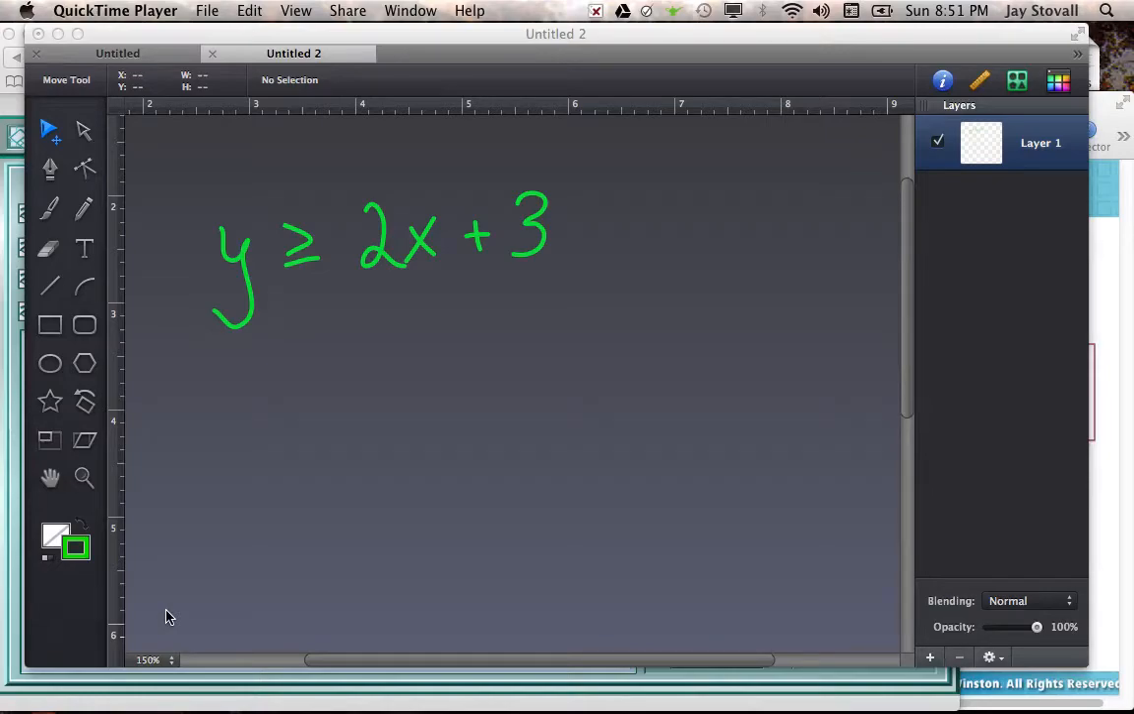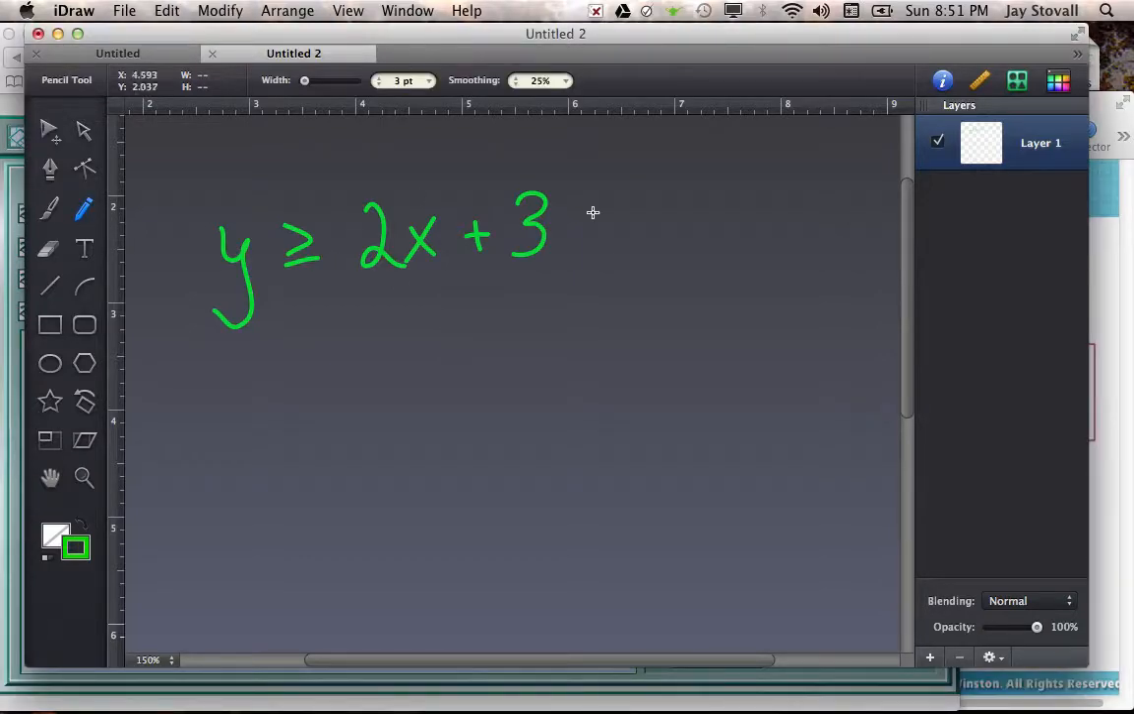Inequalities in two variables. To introduce this topic, we're going to review linear inequalities in two variables. They look something like this, which we would read y is greater than or equal to 2x plus 3. This is a mathematical statement that can have true or false solutions.